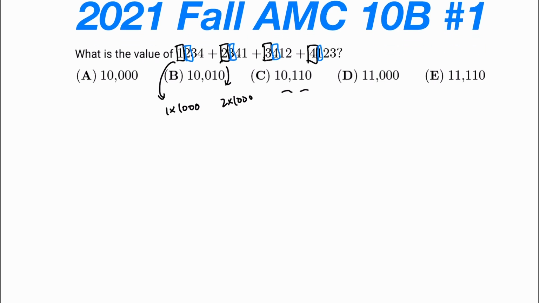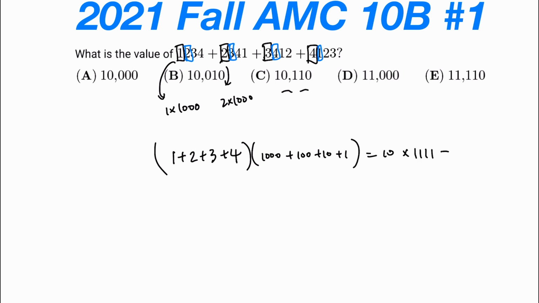Which means that our sum would be 1 plus 2 plus 3 plus 4, multiplied by 1,000, and also 100, because it also happens on the hundreds digit, and also the tens digit, and the ones digit. That is 10 times 1111, which gives us 11110, or answer choice E. Moving right on to number 2.